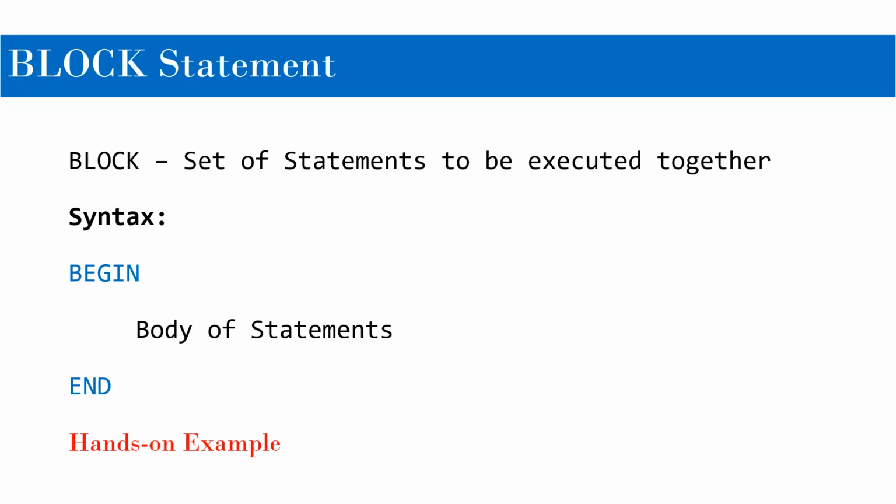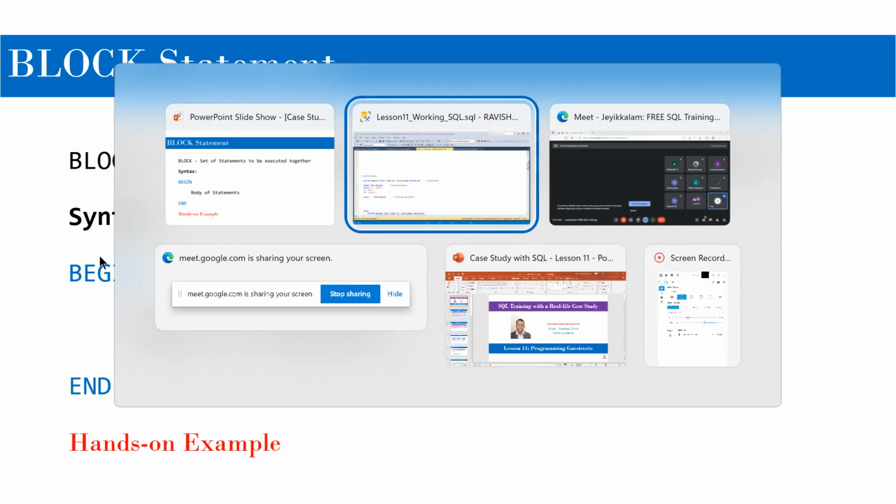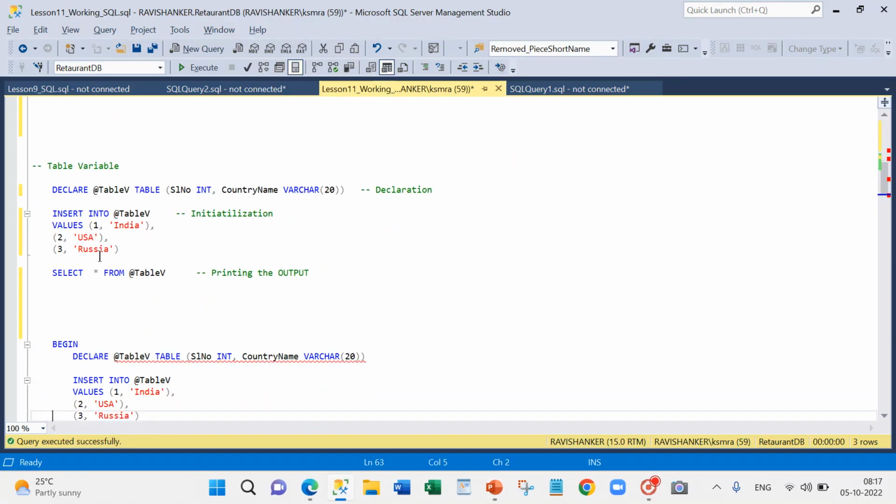So far we have written a single SQL statement. How can we write multiple SQL statements, and how can we group them? How can we say that this set of statements is to be executed together? That can be done using begin and end. If you put statements between begin and end, SQL knows they are all part of one control flow, one block of SQL statements. Let's see how.